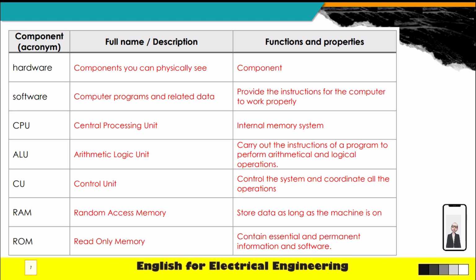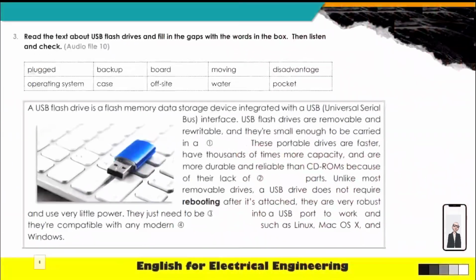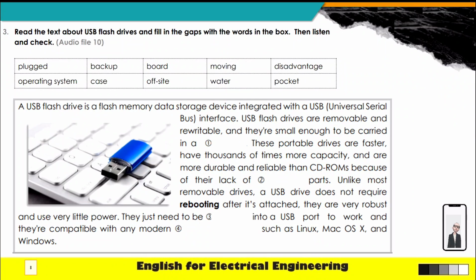ROM is read-only memory: contain essential and permanent information and software. Essential and permanent information and software. Okay. Right, here we go. If you don't have any questions, then we might as well move on to our second text here.